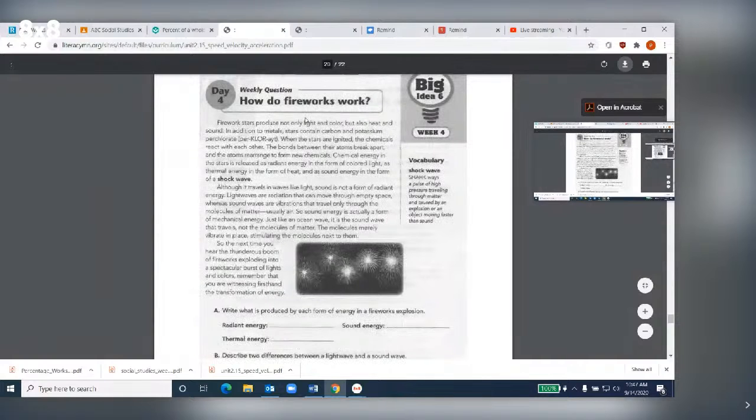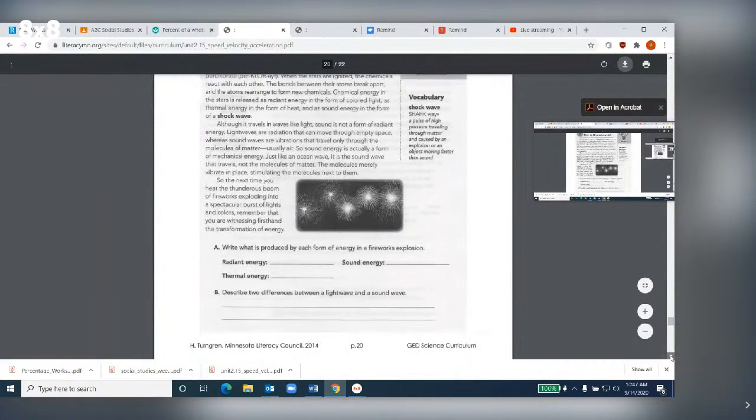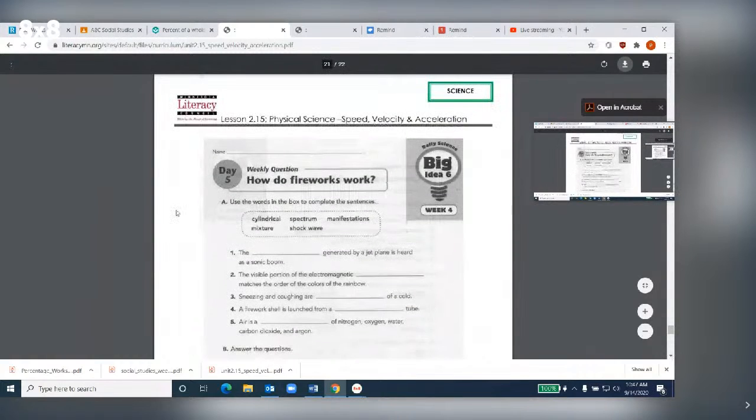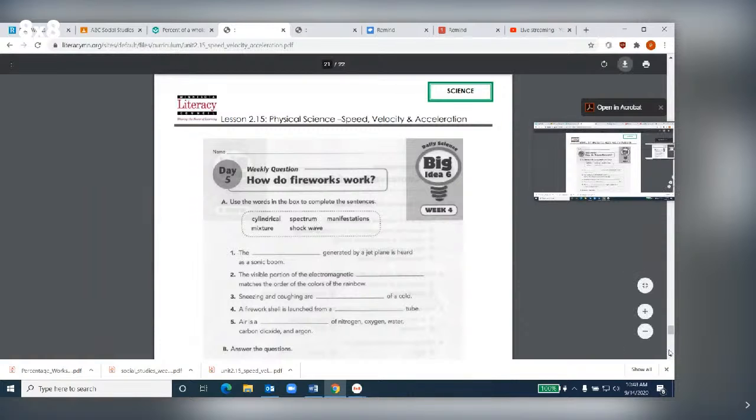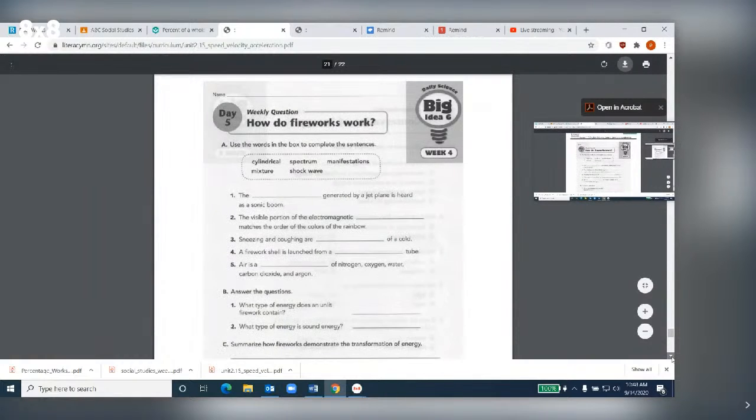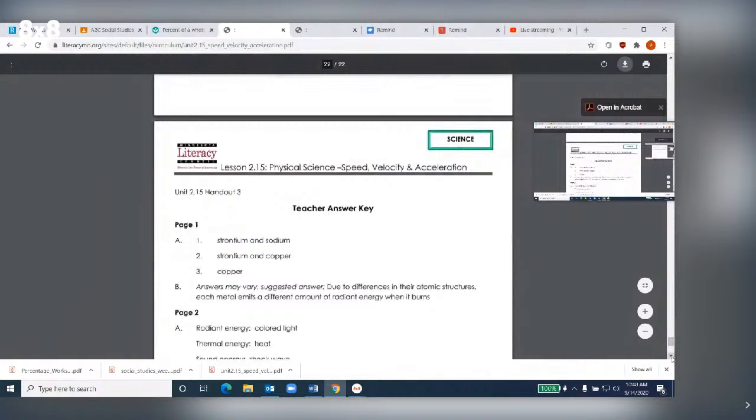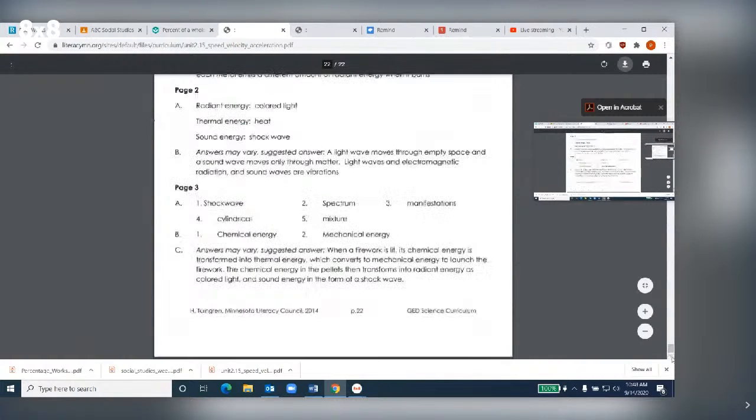And this is just another thing about fireworks. If you can read this, the questions are down at the bottom, and then you fill in these vocabulary words into the blanks. And at the bottom here are all the answers for the fireworks questions. So once again, if you're having a hard time, you can go back and check the answers at the end.